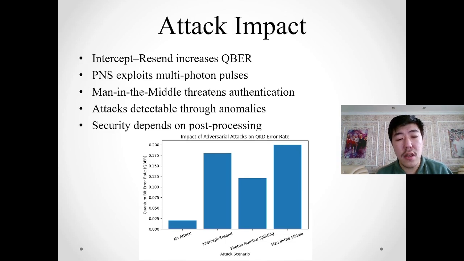So the diagram shows how different attack scenarios affect the QBER in QKD systems. When no attack is present, the error rate remains very low. However, intercept-resend or man-in-the-middle attacks significantly increase the error rate. Photon number splitting also increases the errors, but to a smaller degree. These abnormal error rates allow legitimate users to detect the presence of an attacker.